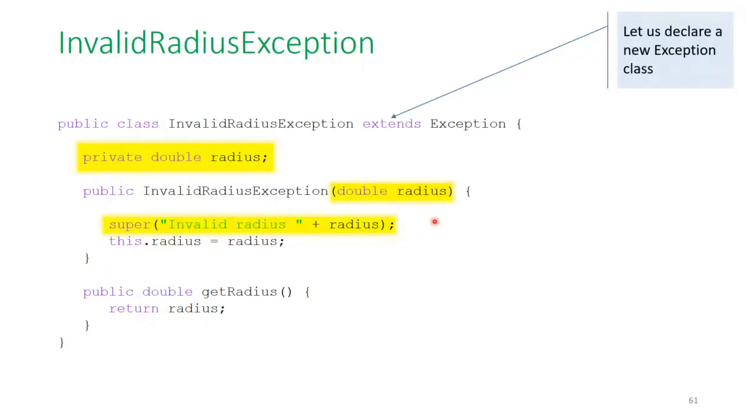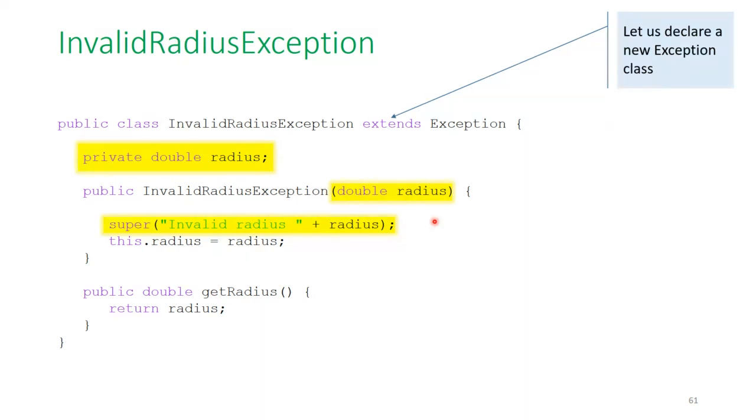And then what do I do inside my constructor? I chain the superclass constructor. I call the superclass constructor using the super keyword followed by parentheses. The superclass constructor, being a traditional Exception, expects a text message that explains what's happening. So I'm going to build a text message for that constructor. I'm going to say, okay, here's what happened. There was an invalid radius, and I'm going to give you the value of that radius right after.